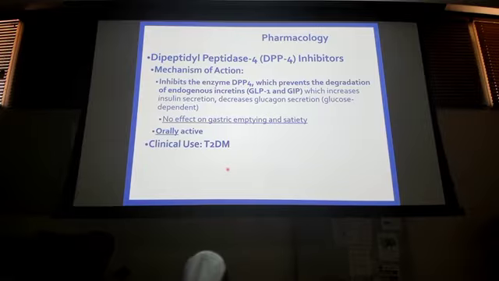All right, so moving on to our DPP-4 inhibitors. And as Scott already stated, this enzyme degrades the good guys, the GLP-1 and GIP, so we're inhibiting that enzyme in order to increase our insulin secretion and decrease that glucagon secretion. And it has no effect on gastric emptying and satiety.